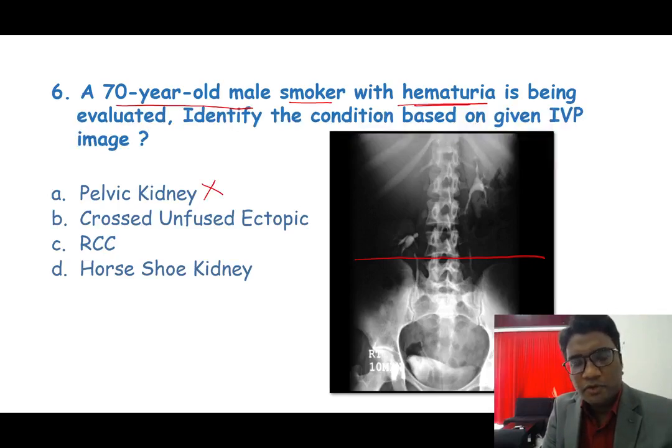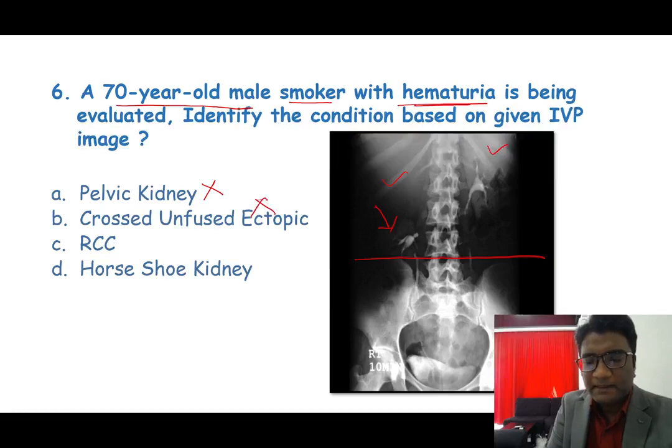Pelvic kidney is the most common type of ectopic kidney, but the IVP image will show you the pelvic calcial system ending in the pelvis rather than above the pelvis. This is above the pelvis on the right side, right? Crossed unfused ectopic, they have not crossed. The two kidneys are on either side of the vertebra. So this is also not a crossed kidney.